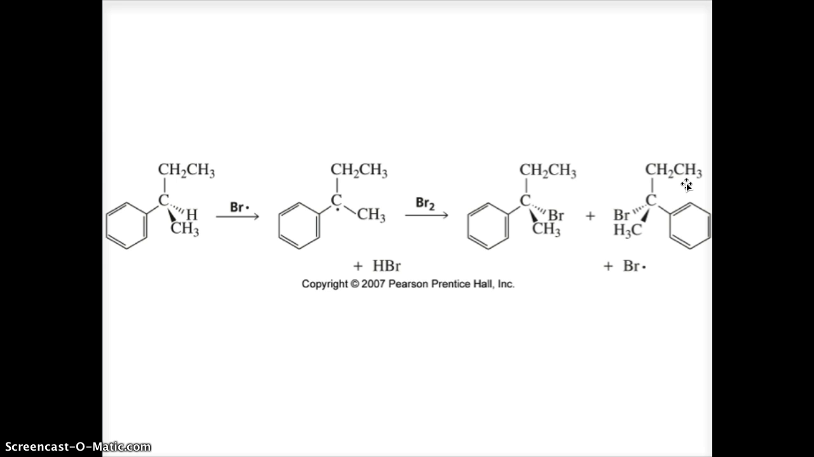Okay, so we have formed a pair of enantiomers. Identical amounts of R and S enantiomers are obtained when the hydrogen bonded to the asymmetric center is substituted by a halogen, as I said. Breaking the bond to the asymmetric center destroys the configuration at the asymmetric center and forms a planar radical intermediate. The incoming halogen has equal access to both sides of the plane, so the same amounts of the two enantiomers are obtained in this reaction.